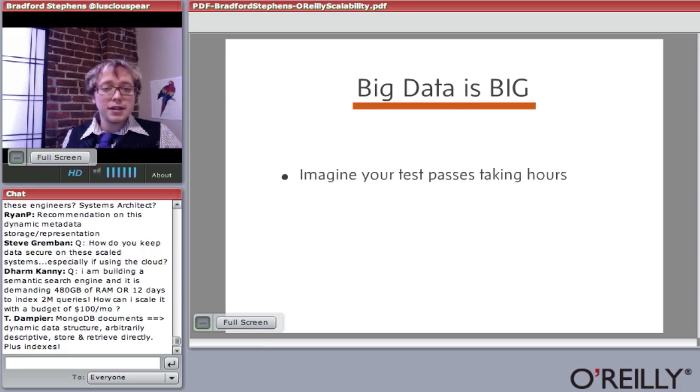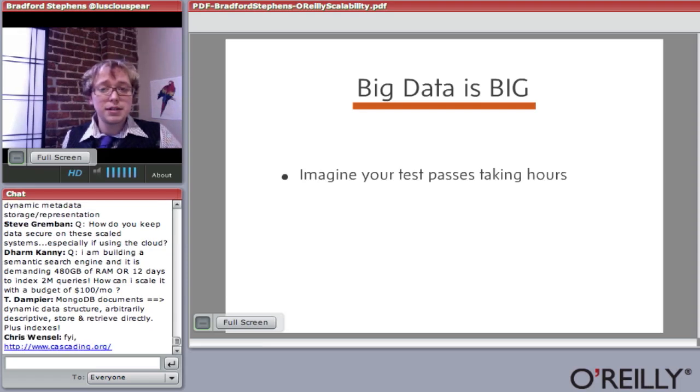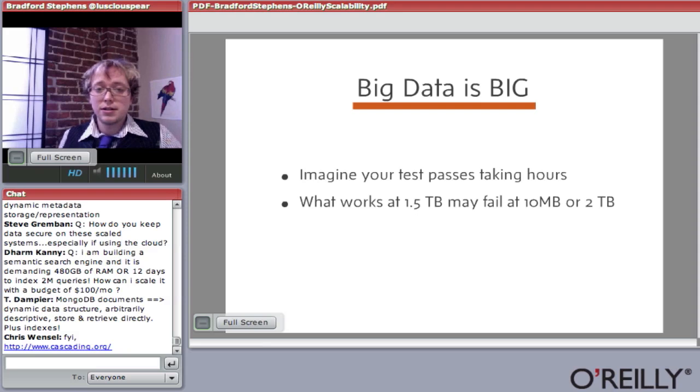But if you've got to process 20 terabytes of data and some pieces of that data rely on other processing steps, you're going to be in a world of pain because, and this has happened to some of our customers, it may take you a day to realize something is wrong or for your tests to give you wrong results. So you really have to granularize tests and test as much as possible. Another important thing is that what may work at 1.5 terabytes is going to fail at 2 terabytes or may fail at 10 megabytes.